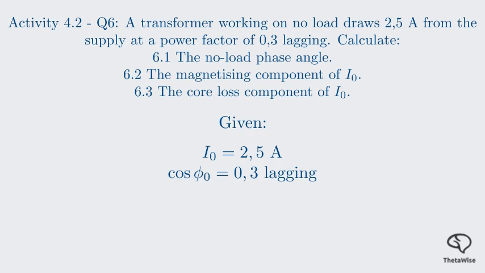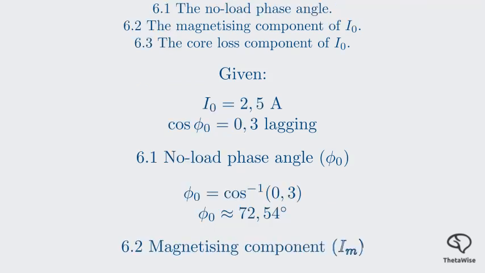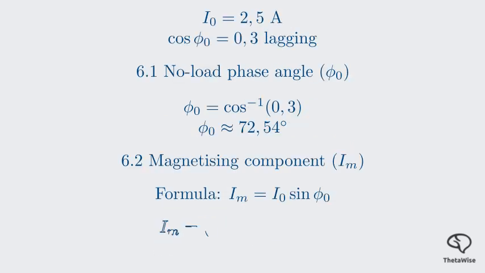Part 6.1 asks for the no-load phase angle. We know the power factor, so we can find the angle using the arccosine function. Phi sub 0 equals the inverse cosine of 0.3, which is 72.54 degrees. This is the angle by which the no-load current lags the primary voltage. Next, part 6.2, the magnetizing component. Using the formula I sub m equals I sub 0 sin phi sub 0, we substitute the values. 2.5 times the sine of 72.54 degrees. This gives us approximately 2.38 amperes.